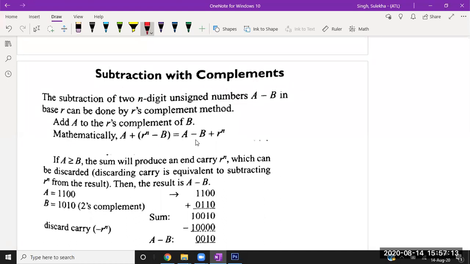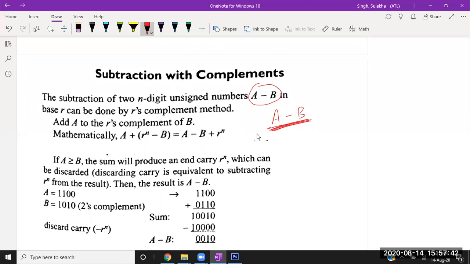This is also a minor application. Whenever you want to subtract any two numbers, like a minus b, you can perform it with the help of two's complement and one's complement. So first we will see how we perform this a minus b using two's complement.